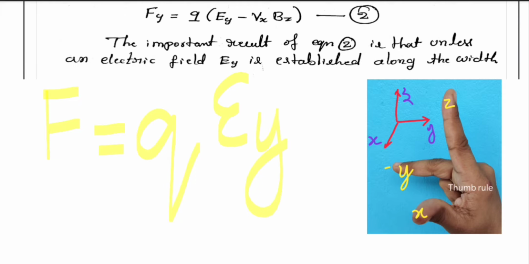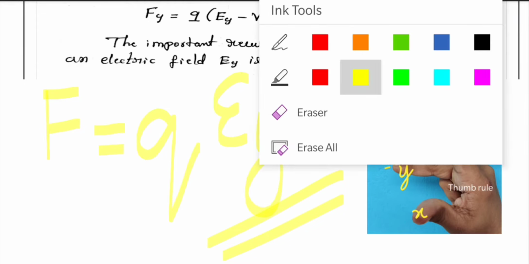So a positive charge is formed in the A side and a negative charge is formed in the B side. So an electric field is generated. That electric field is given by this Ey. So this force due to the electric field will balance with the force from the magnetic field. So F is equal to Q into Ey minus Vx Bz will be the total force, and Q Ey should balance with Q Vx Bz. Then only both the forces will get cancelled.